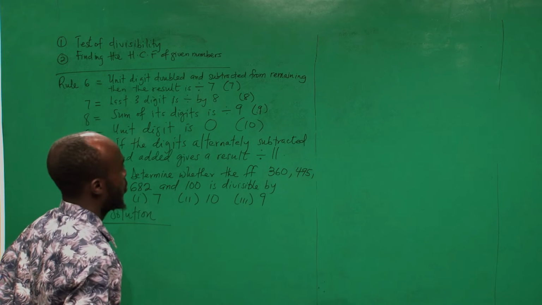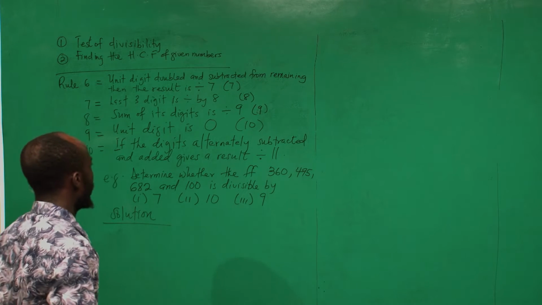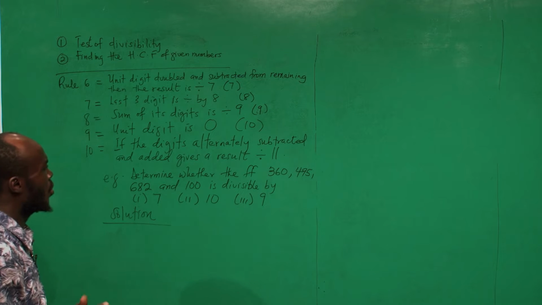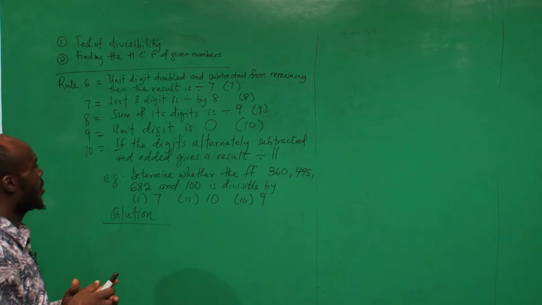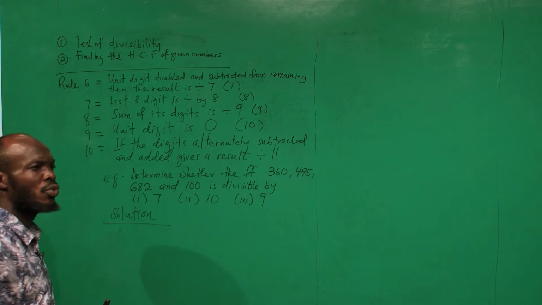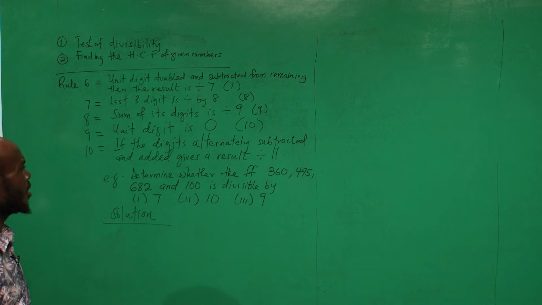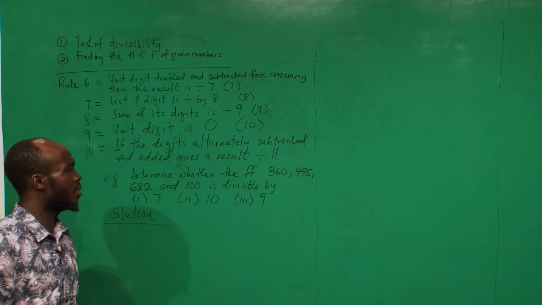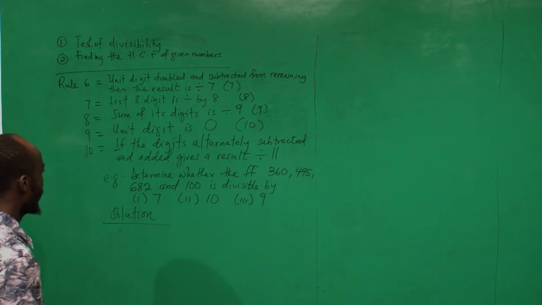Okay, so let's use the rule to help us solve this question. Let's say this question has been given in exams or in an assignment. Determine whether the following numbers, 360, 495, 682, and 100, are divisible by I, 7, II, 10, and III, 9.